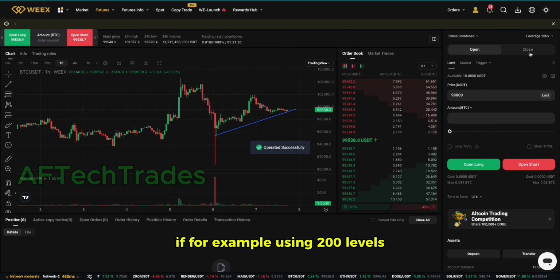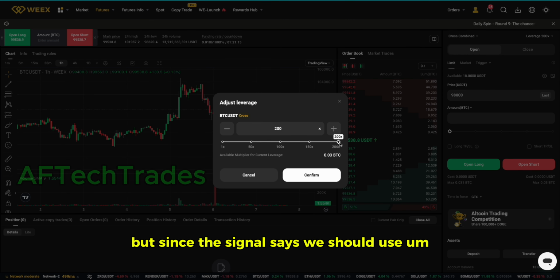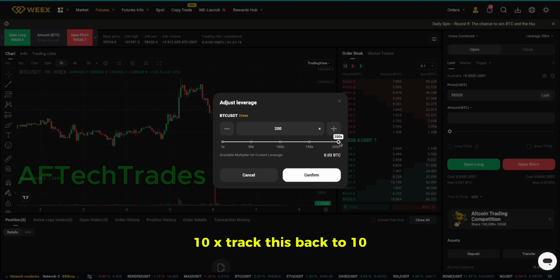If, for example, you're using 200 leverage, you can say I've changed it to 200 leverage. But since the signal says we should use 10x, I will track this back to 10.